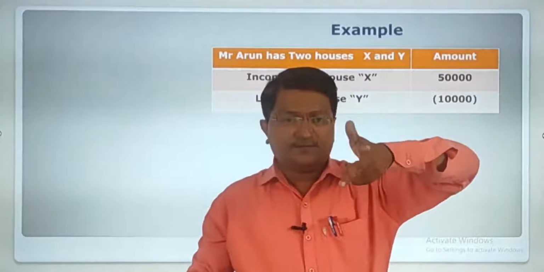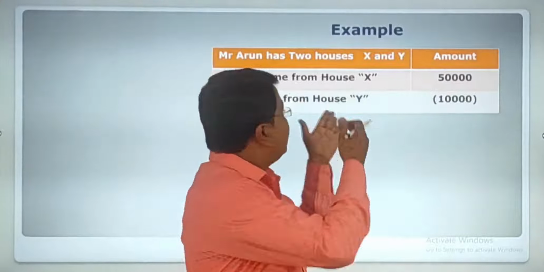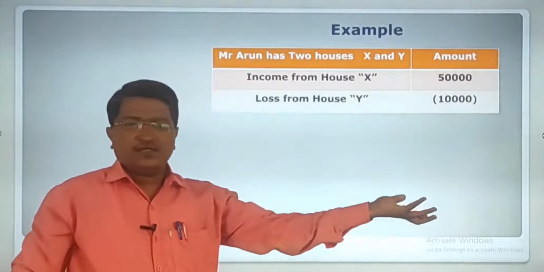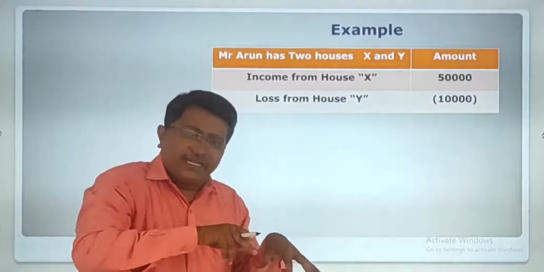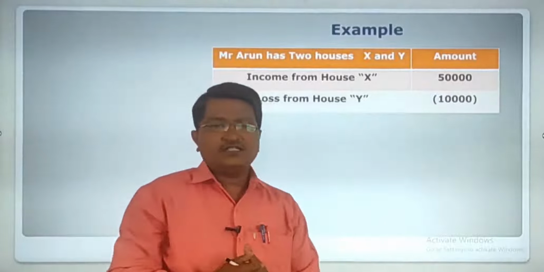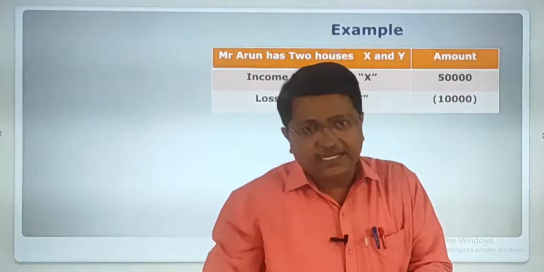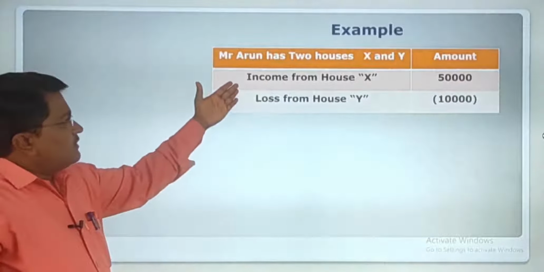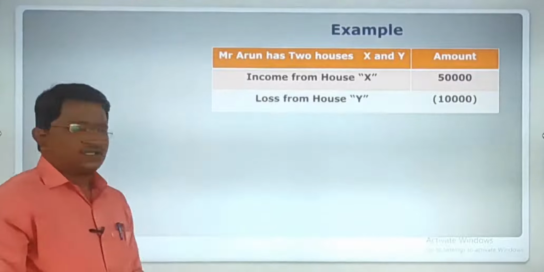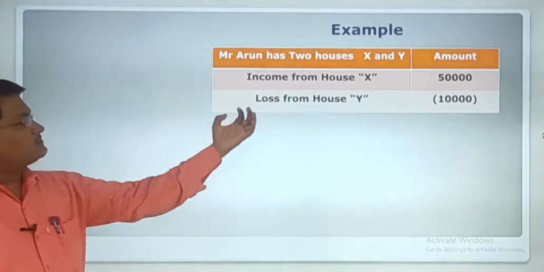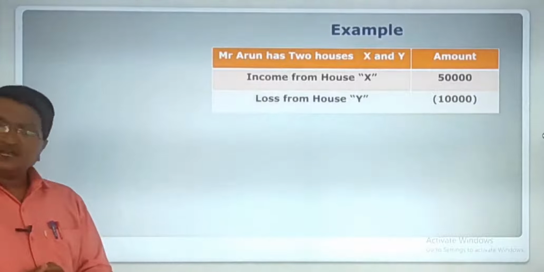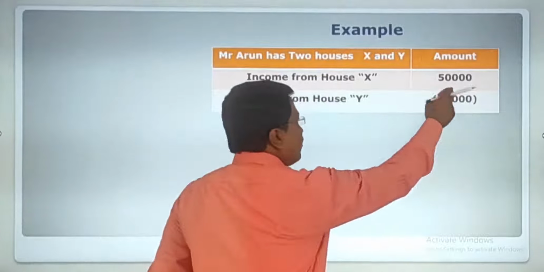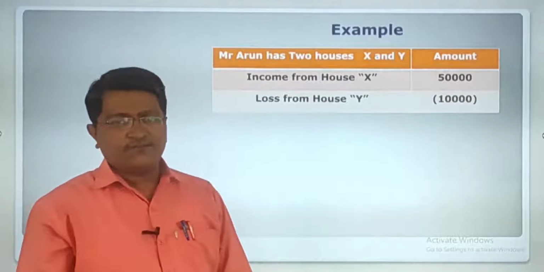So it is the same head. Same head means it is income from house property itself. We cannot adjust the loss with other head here. If it is not possible in the same head, then we can adjust with the other head. So here, income from house X is rupees 50,000, loss from Y rupees 10,000. Now we can adjust this 10,000 loss with the income of rupees 50,000.